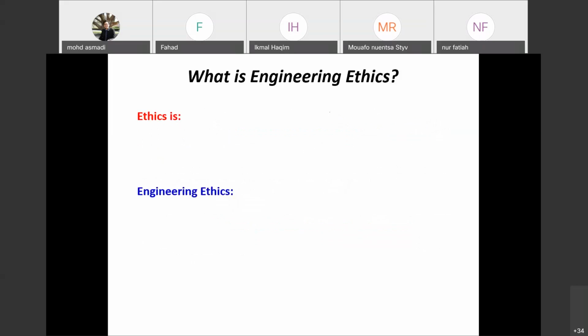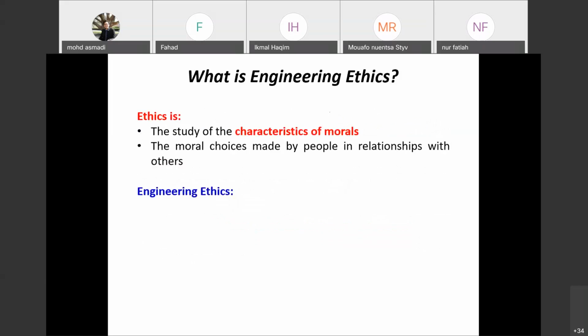If you look at here, it is the study of morals, which we call ethics: moral choices made by people in relationships with others. Sometimes you have to follow the company rules, obey what your boss said, right? And sometimes you need to follow the environmental regulations. Sometimes we are in a dilemma.